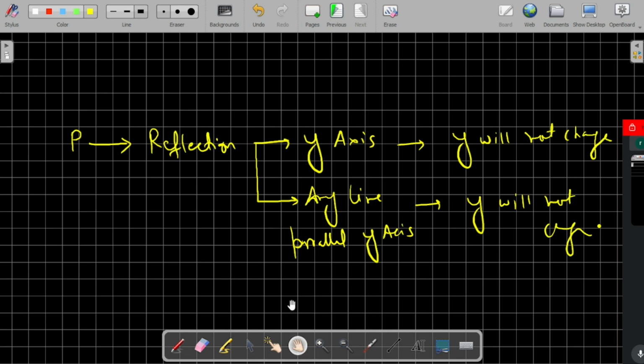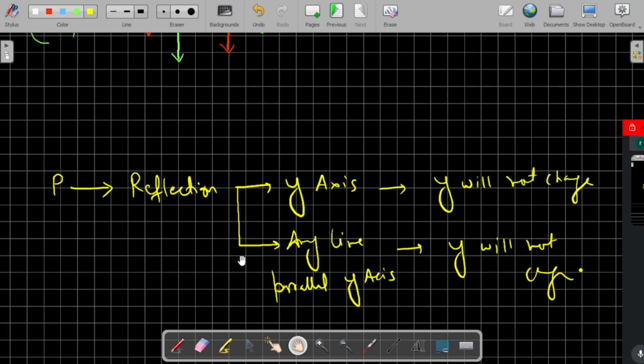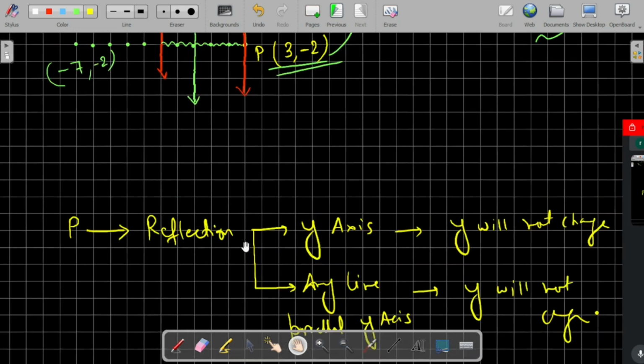So when it's a reflection from x, the x doesn't change, and when it's from y, the y doesn't change. Yes, that's the conclusion. You can check it.